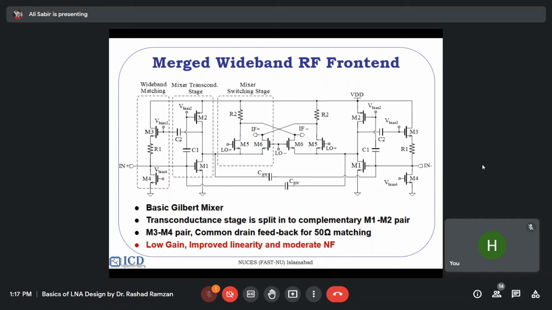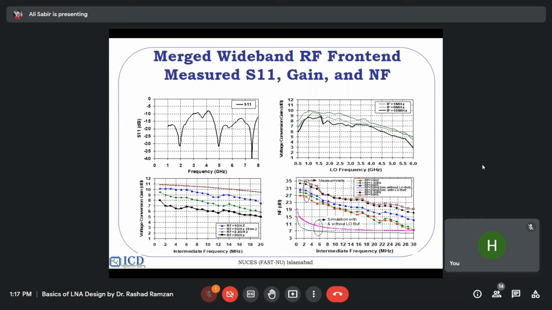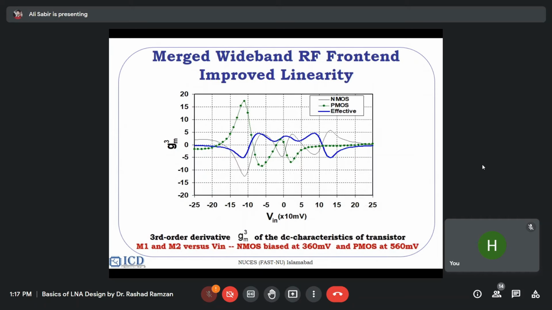Then we have applied the same techniques. The same gm3 linearity cancellation technique is applied here. This is the second order for the NMOS, and this is for the PMOS. Where the gm3, the third derivative of the gm, passes close to the zero line, that's the point where we bias them. So these are the measurement results of this one.